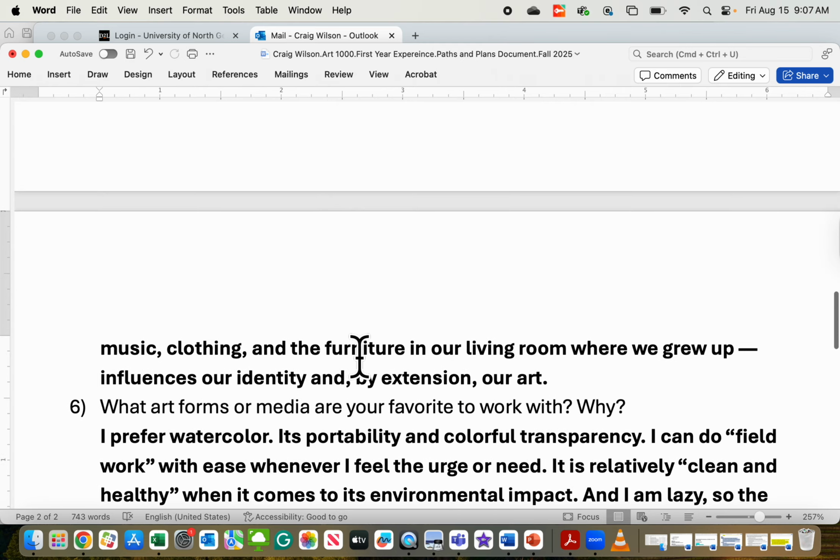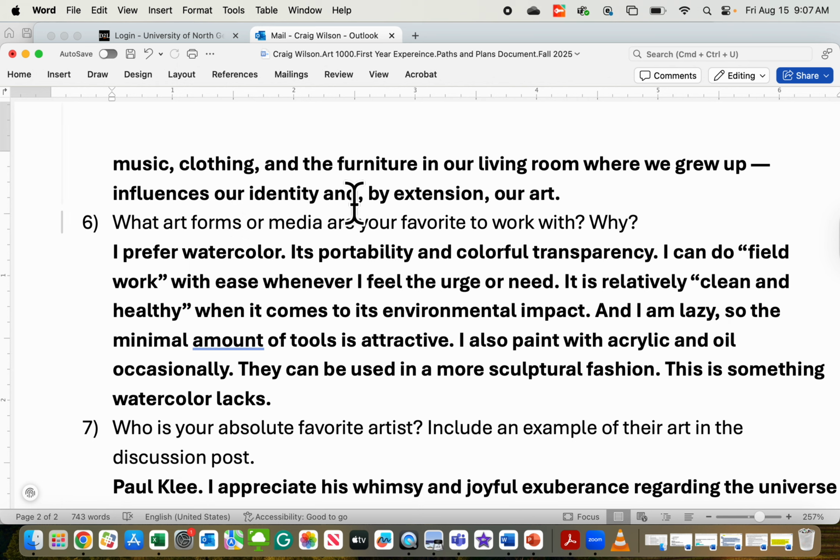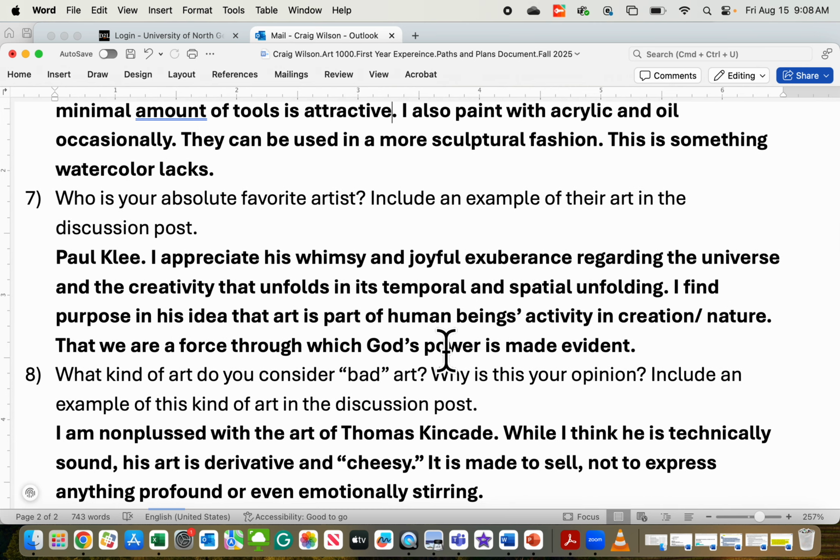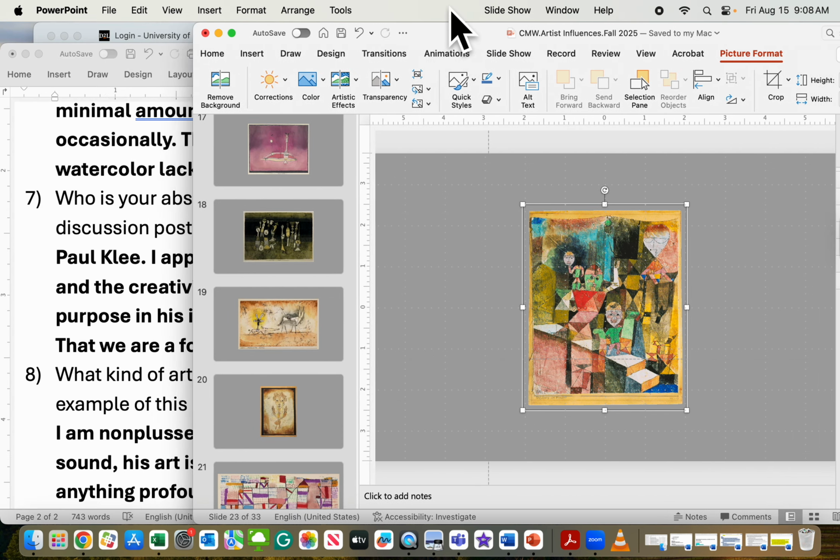We talked about this question: what art forms or media are your favorites to work with, and why? I said that I preferred watercolor, and I talked about why I preferred watercolor. My absolute favorite artist today is Paul Klee. Now, you'll notice that the second part of this, and I believe this is where we left off during the last class, the second part of this question is including an example, an image of their art in your discussion post. So, Paul Klee is the artist I'm currently fascinated with. It changes.